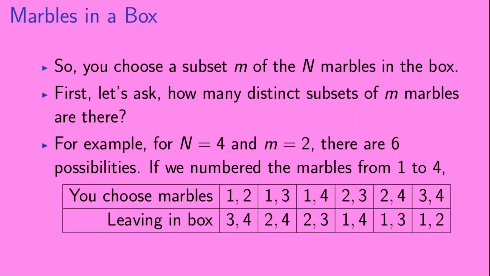So you choose a subset m of the n marbles in the box. First, let's ask, how many distinct subsets of m marbles are there? For example, for n equals 4 and m equals 2, there are 6 possibilities. If we numbered the marbles from 1 to 4, you could choose marbles 1 and 2, leaving marbles 3 and 4 in the box. Or you could choose marbles 1 and 3, leaving marbles 2 and 4 in the box, etc. In total, there are 6 combinations.